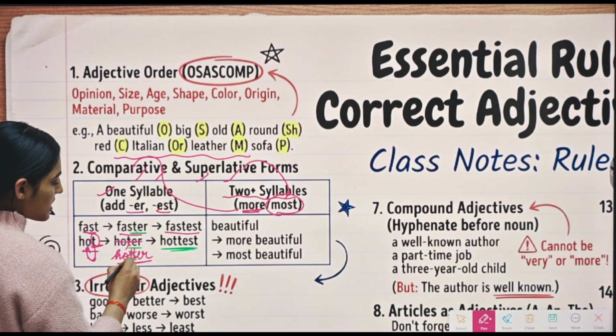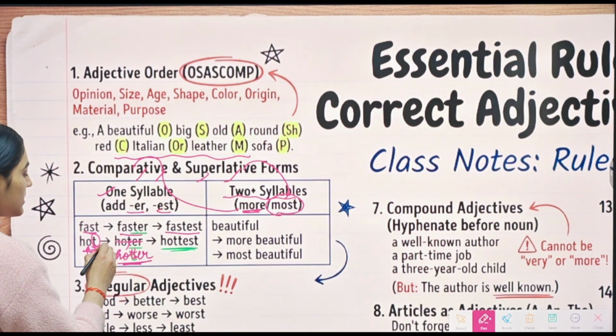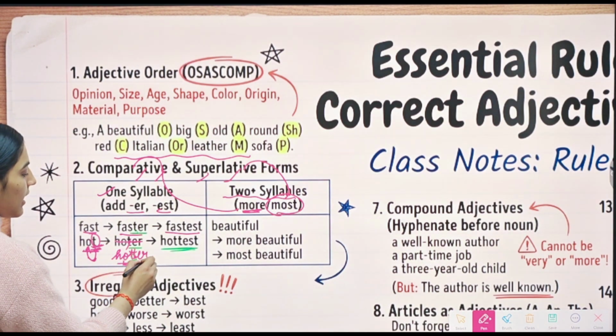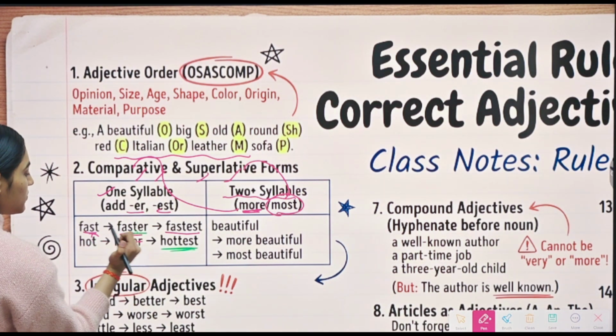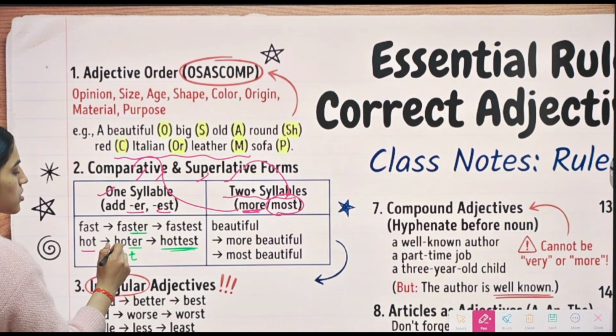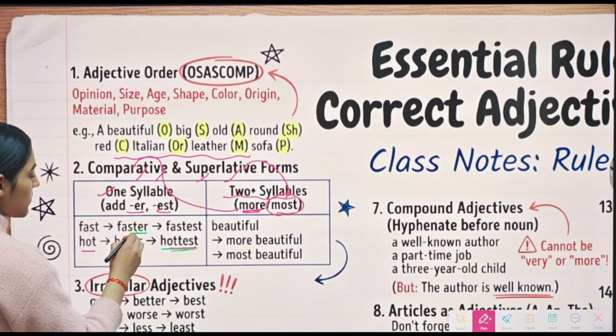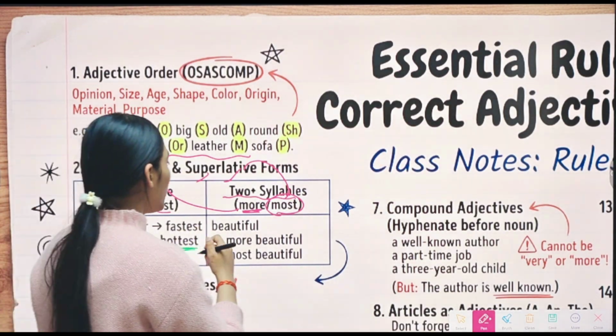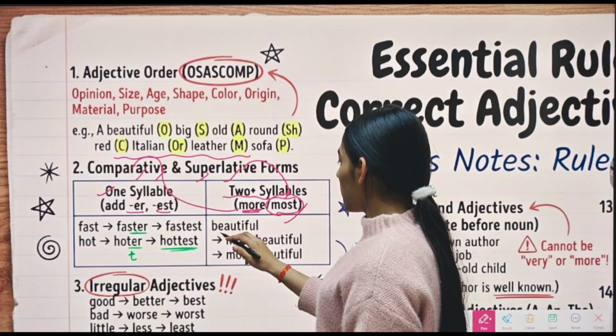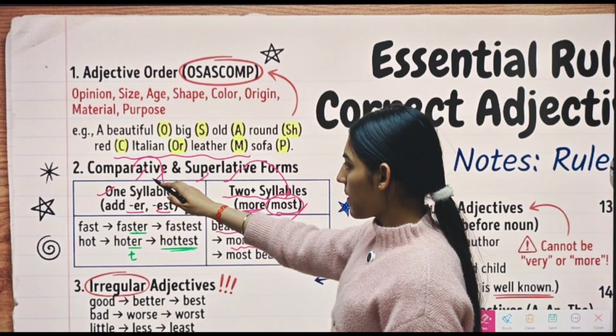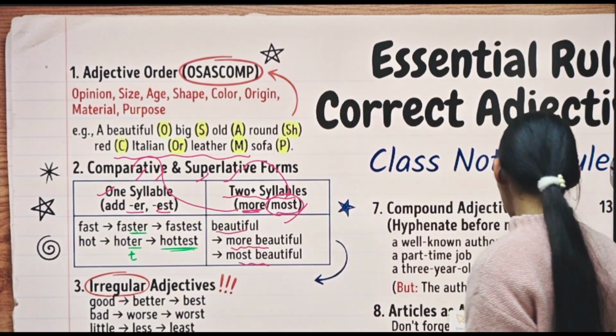So here it will be hotter, with the double T. Alright, the last letter will be doubled and er will be added to that. So here, hot, hotter, hottest, double T. Alright, now moving on to the two syllables. Beautiful, more beautiful in comparative, and most beautiful in superlative.